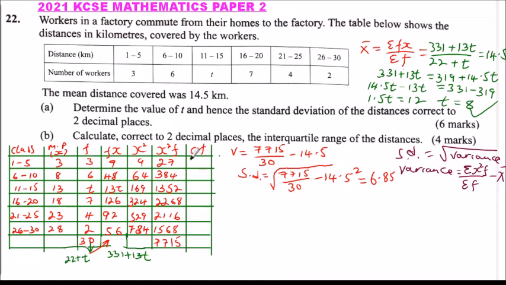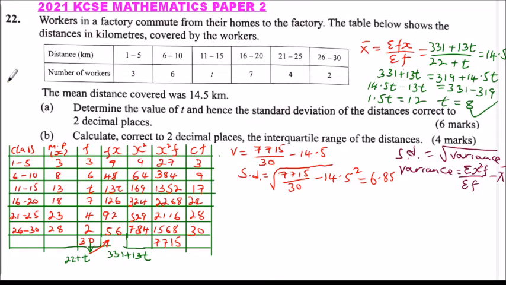So we start with 3. 3 plus 6 is 9. Here we have 8, so that will give us 17. 17 you add to 7, you get 24. 24 you add to 4, you get 28. 28 plus 2, you get 30. So that is the total frequency. That's how we get the cumulative frequency.